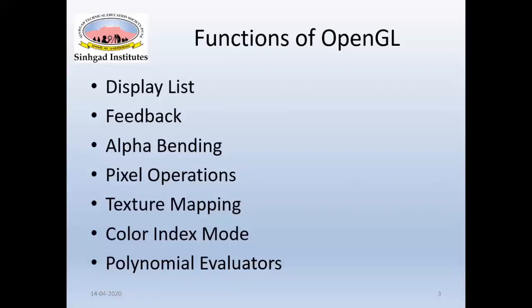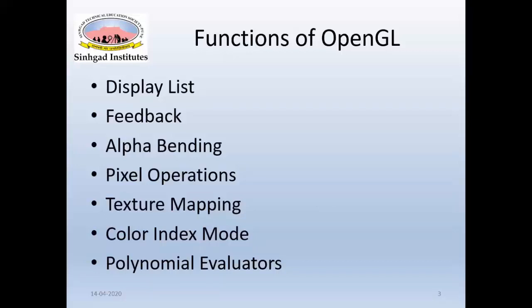Sixth, that is color index mode. Instead of storing the values of RGB component colors, the color buffer stores color indices. And last, that is polynomial evaluators. It supports NURBS, that is non-uniform rational B-spline.